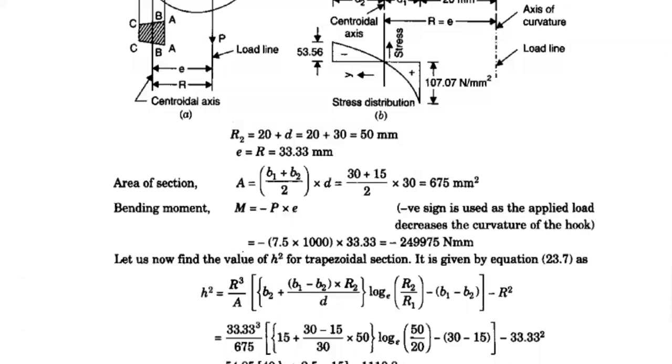Please understand that. That is the reason why in the bracket we specifically mentioned that the negative sign is used for the applied load, as it decreases the curvature of the hook. So you know the value of P and you know the distance value e, so directly you can calculate. The value is minus 249975.